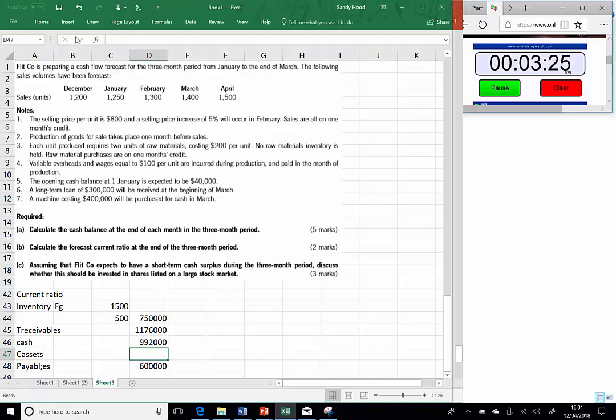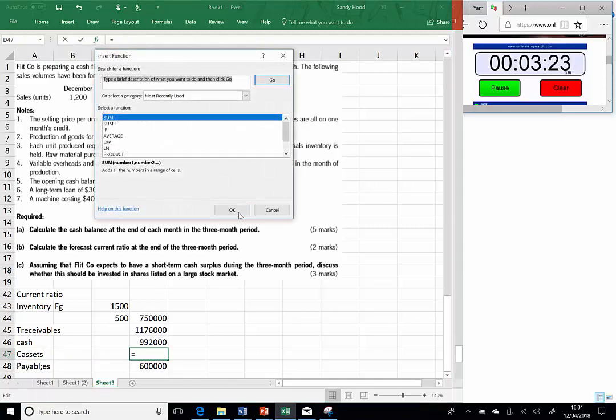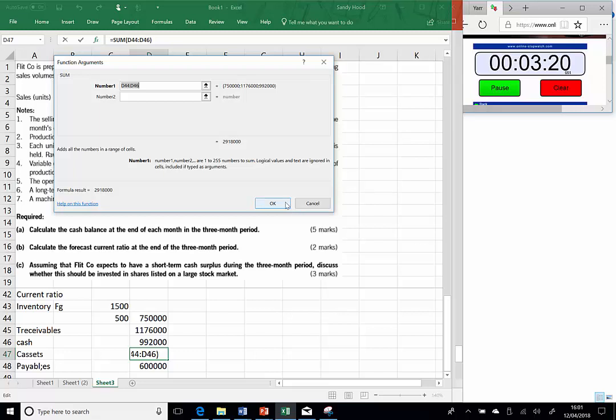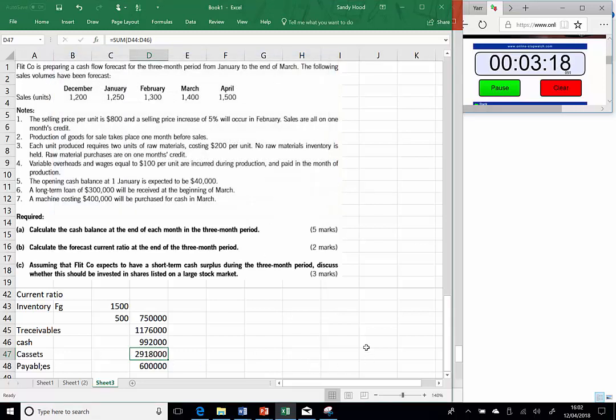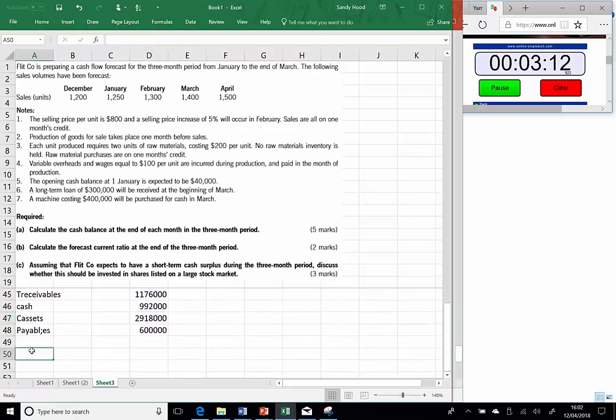worth, we might as well sum it, 2,918,000, and we've got payables worth 60,000. So the current ratio is going to be that divided by 60,000 or 600,000, giving me 4.86. Maybe round it off, maybe not, and I've done the job. In fact, I've been very pleased with myself because I've done the job with 2 minutes 52 seconds to spare.